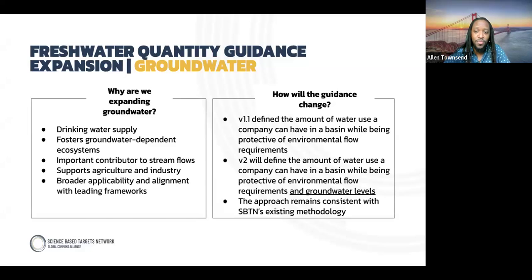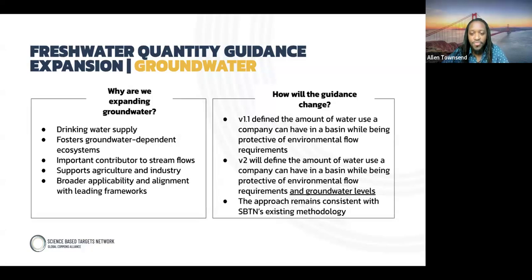So we see this as critical for several reasons. Today, more than 2 billion people and nearly half of all freshwater ecosystems depend on groundwater for at least some of their needs, and groundwater also supports food supplies. So it provides nearly 40% of water used to irrigate crops. However, in many places around the world, groundwater extraction is happening much faster than it's being replenished and driving groundwater depletion.